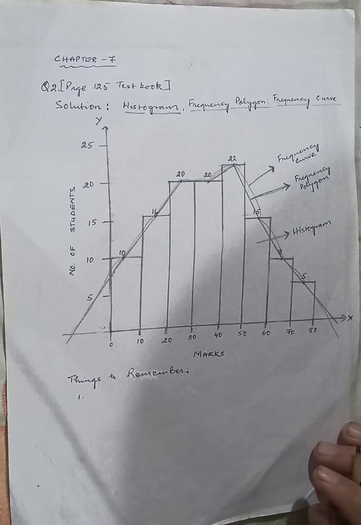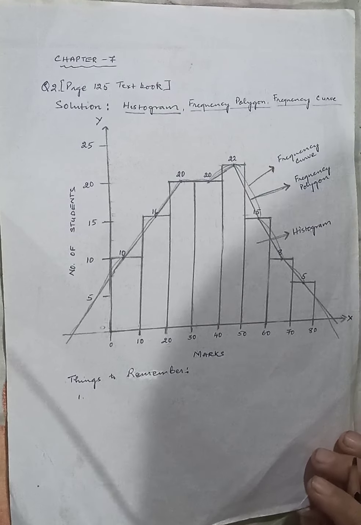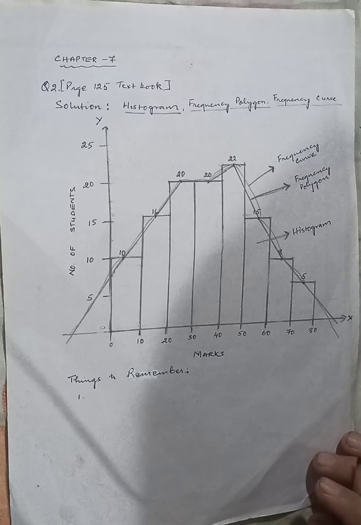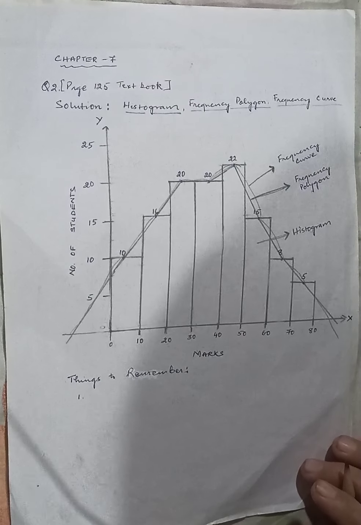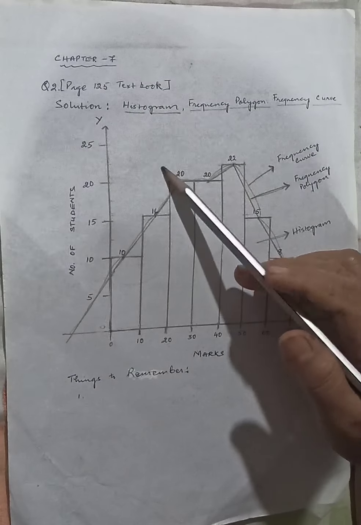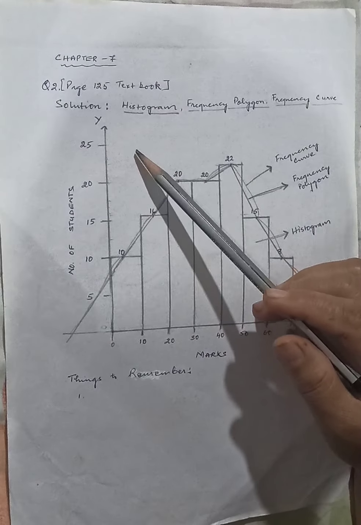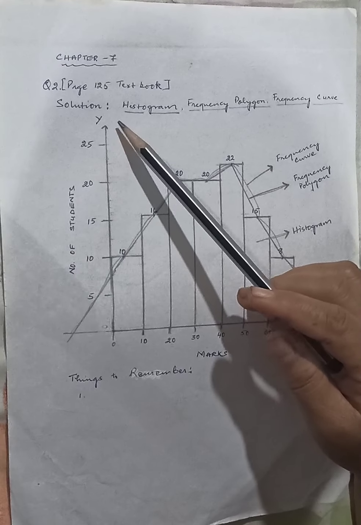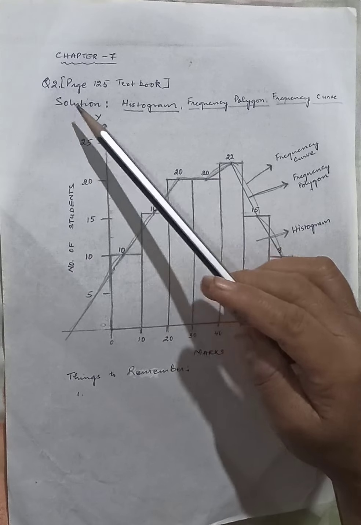Chapter 7, we are going to discuss frequency diagram, histogram, polygon, and ogive. Here I am taking from your textbook, page 125, question number 2.